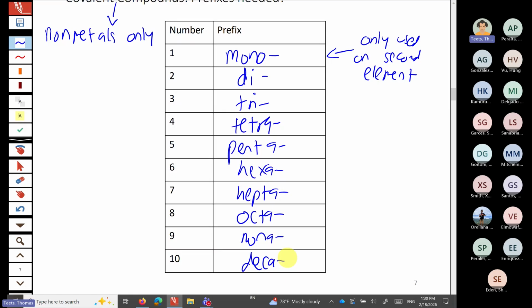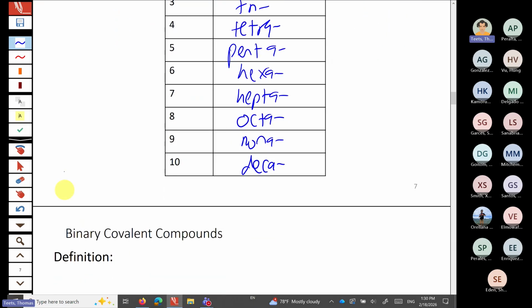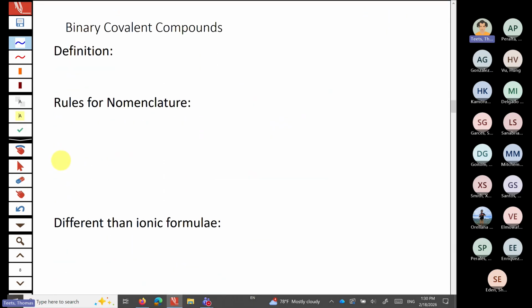All right, so those are going to be used for, again, a class of covalent compounds that are called binary covalent compounds. So these are going to be covalent compounds that have 2 and only 2 elements in the formula. So exactly 2, I should say, is maybe a better way to say it.